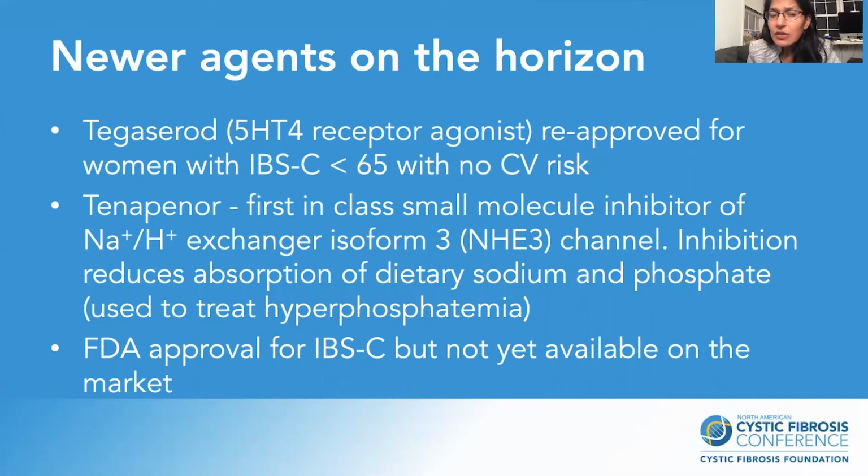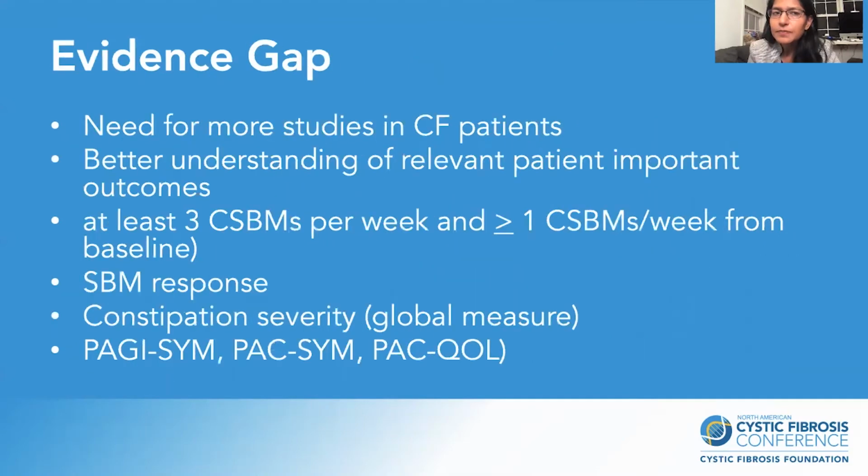The newest agent on the block is actually a very exciting drug called tenapanor, and this is a first-in-class small molecule inhibitor of the sodium hydrogen exchanger isoform 3 channel. And inhibition reduces absorption of dietary sodium and phosphate. It's actually also being used to treat hyperphosphatemia in renal failure patients, and it actually doesn't work through the CFTR channel, so it's a different mechanism of action. It has been approved for IBS-C patients, but it's not yet available on the market.